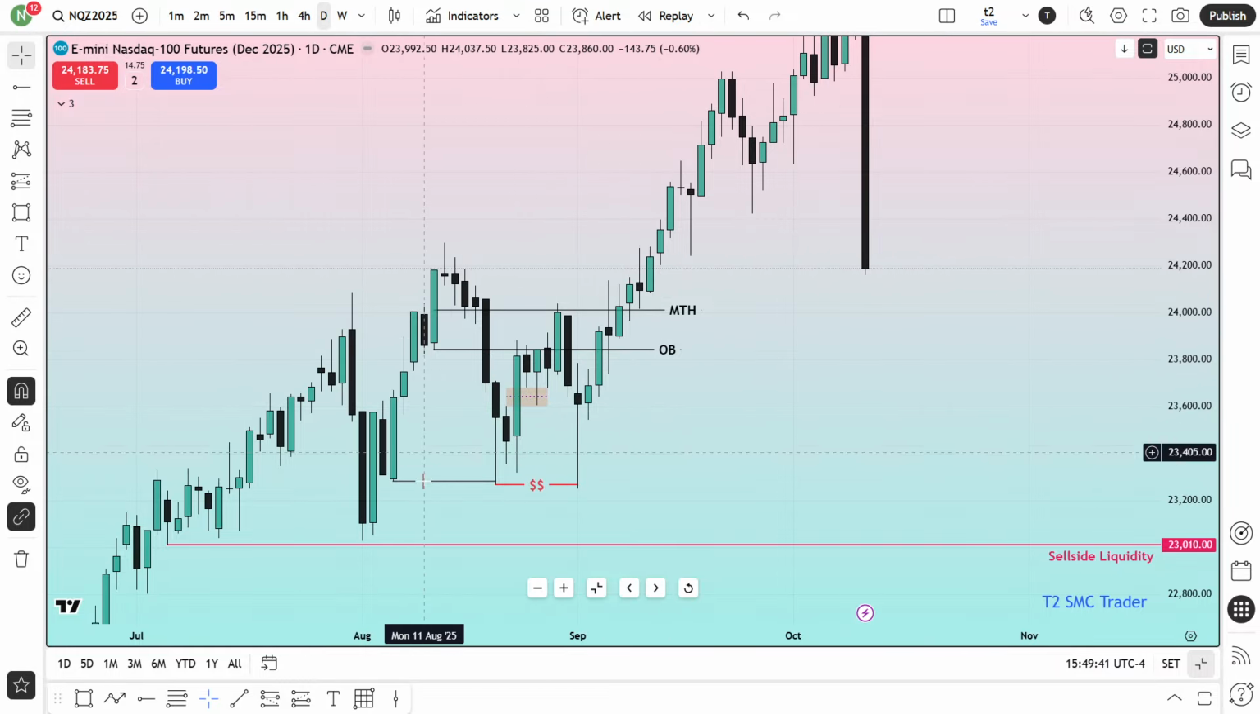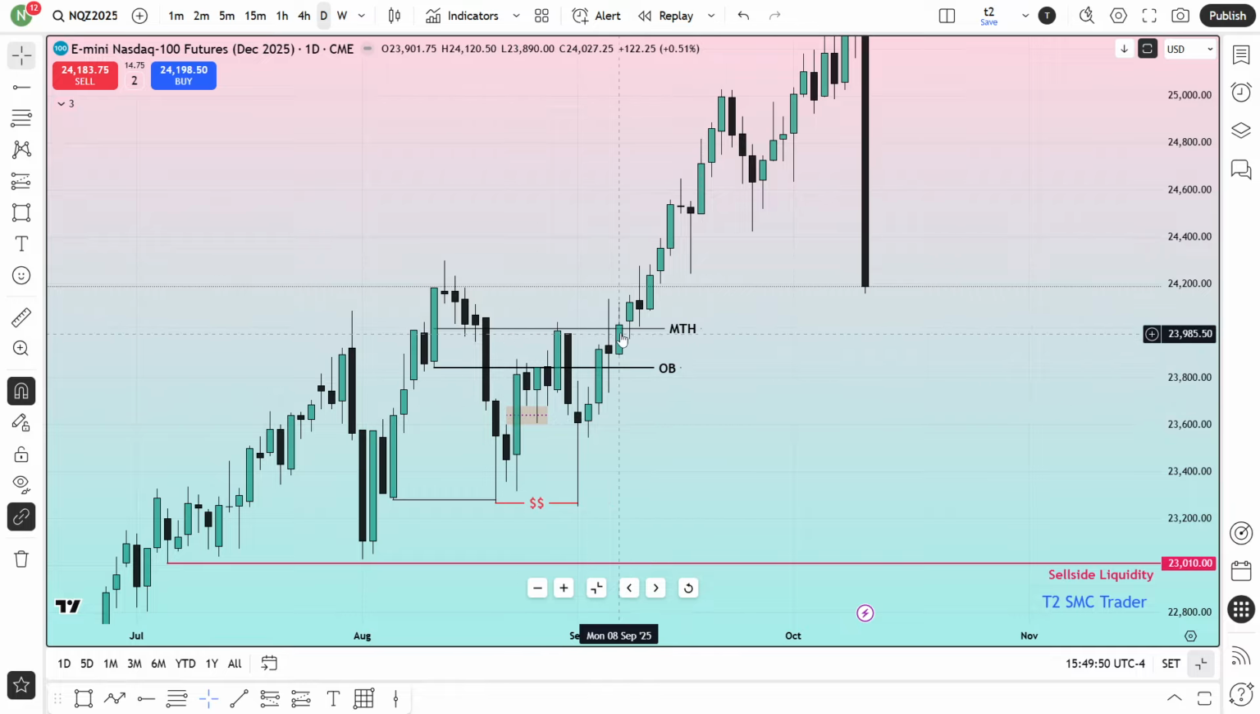I'm explaining order block, I'm explaining liquidity, I'm explaining the direction, I'm explaining the bias, everything. So please try to focus over here. Now this candle has invalidated this bearish order block. Now I'm more interested to look for buy.